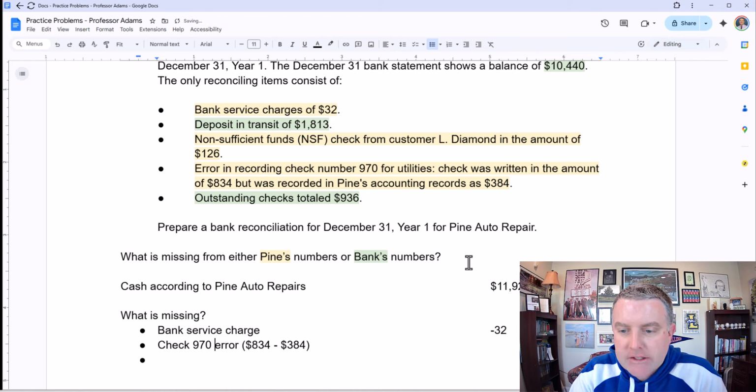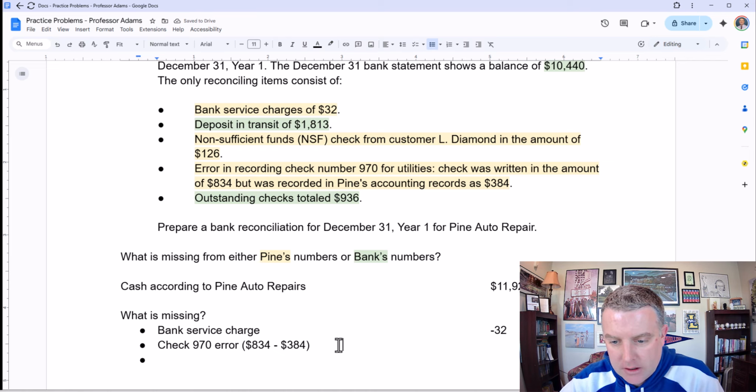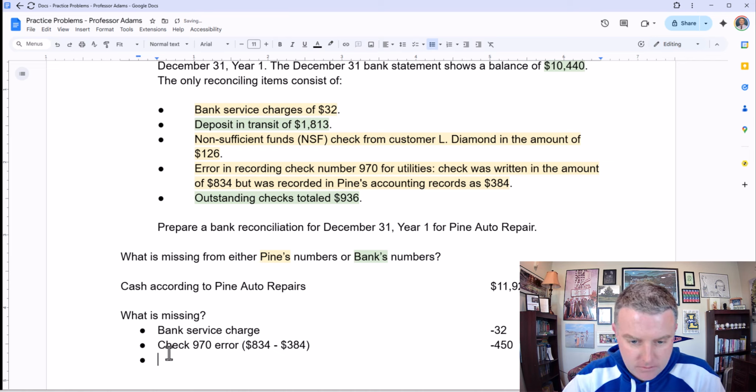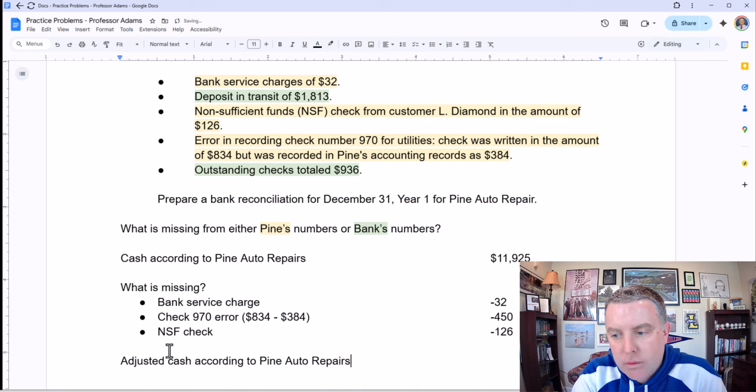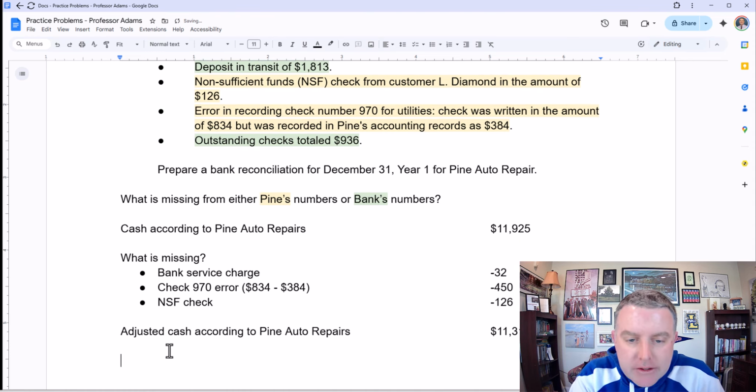So the NSF check, non-sufficient funds check, that was for $126. NSF check, $126. And so we'll have to subtract for that. 126. And so now we can calculate our adjusted cash according to Pine Auto Repairs. And this will work out to $11,317.